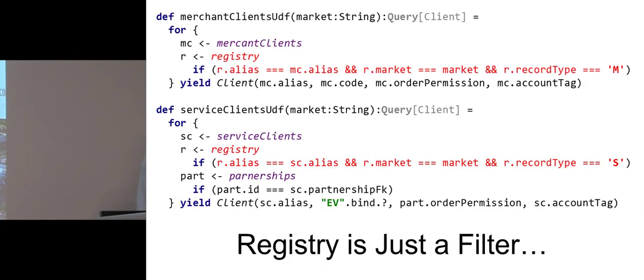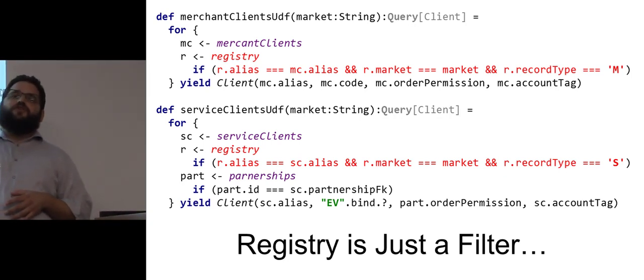Let's go one step further. Notice here that we've used the registry to filter the merchant clients and the service clients, but notice that none of the registry fields actually come out. Do you see any fields from the registry in the stuff that comes out? Up there? Down here? Registry is just a glorified filter.